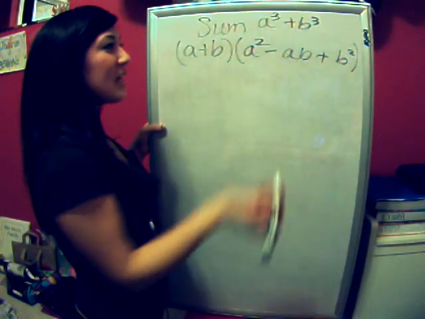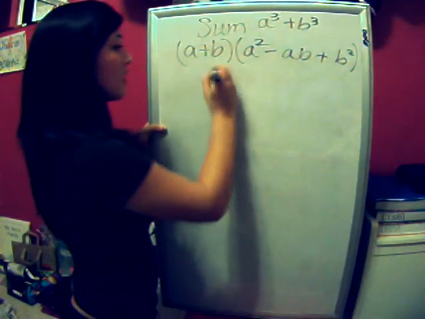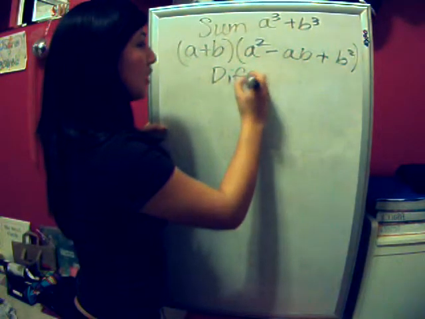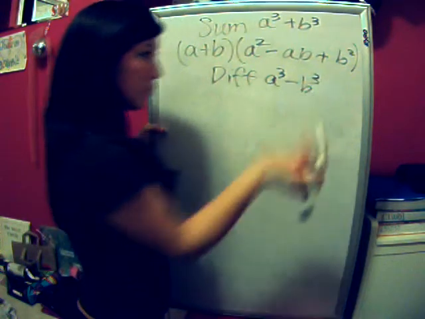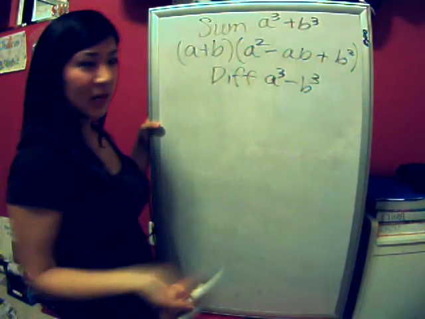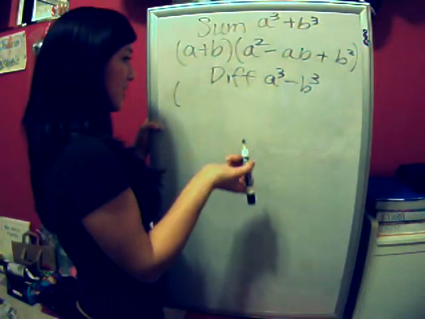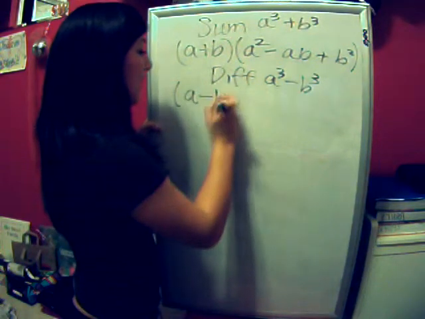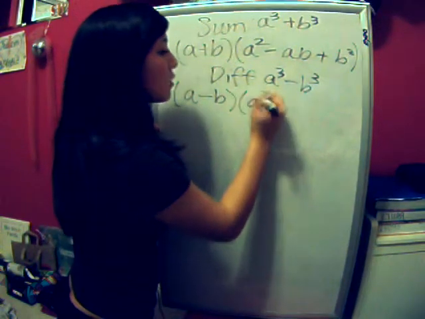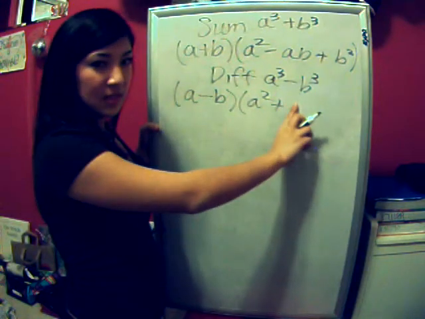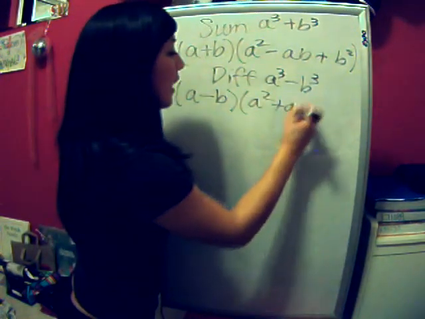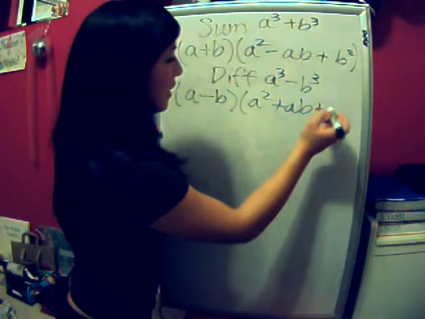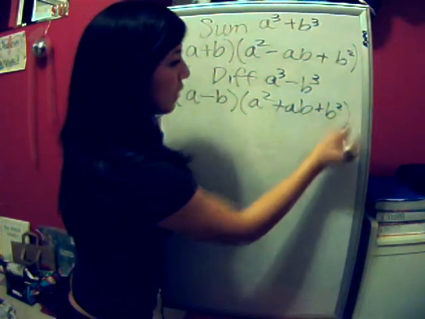And then differences of cubes generally look like this: a cubed minus b cubed. And when factoring it, it goes into this formula, which is a minus b, a squared plus, because remember it has to be the opposite sign, and then a times b plus b squared.